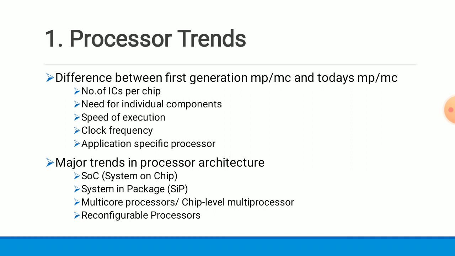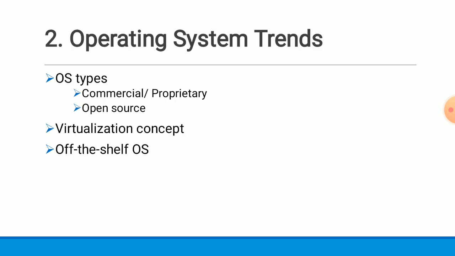So that's about processor trends. Second one is operating system trends. Different operating systems are available for embedded computing. Some are commercial or proprietary operating systems and some are open source operating systems. So we can choose among these according to our requirement.